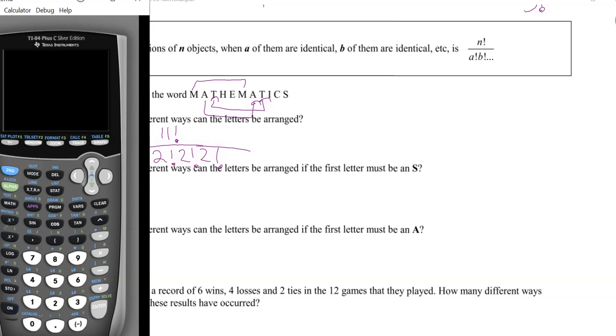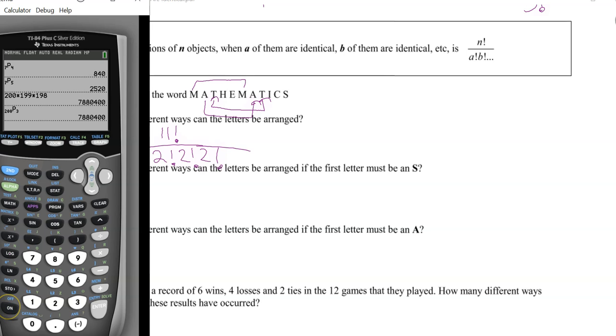So on the calculator, we could do this. 11, math, over to probability, number 4 is factorial, 11 factorial, divided by, now if I want to do them all together, I'm going to have to put a bracket down, because we're going to have to work out 2 factorial, 2 factorial, 2 factorial.